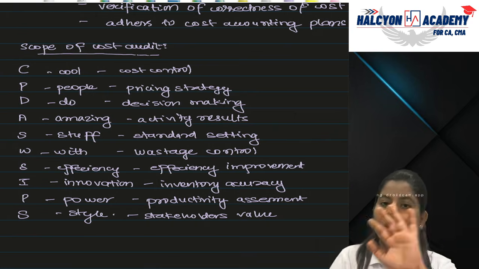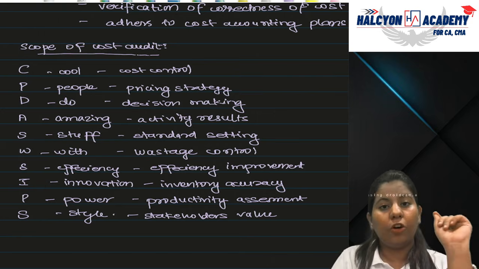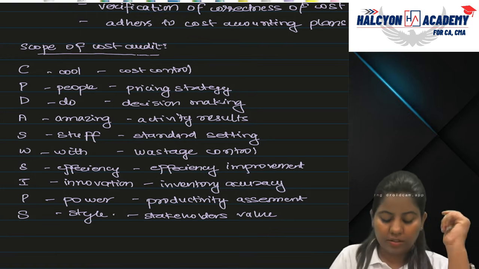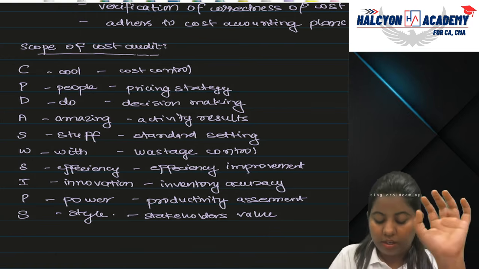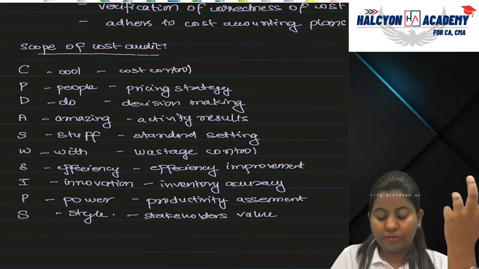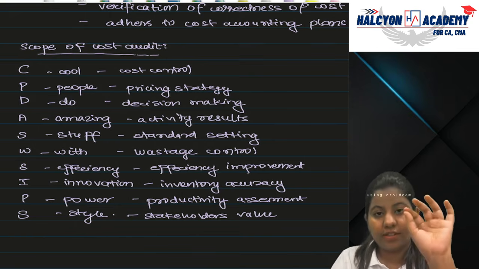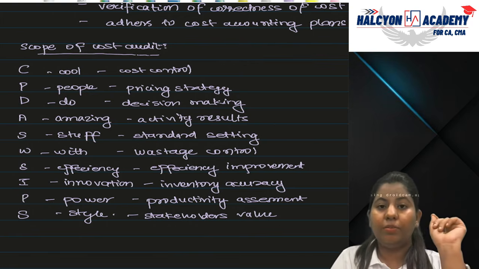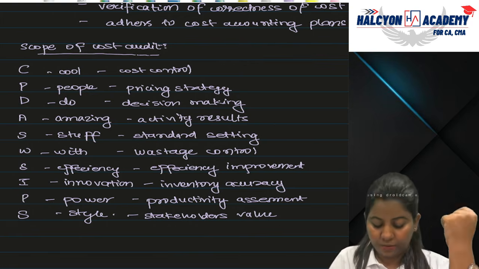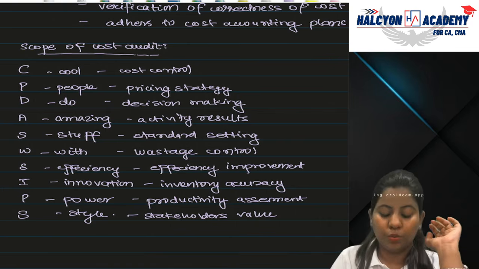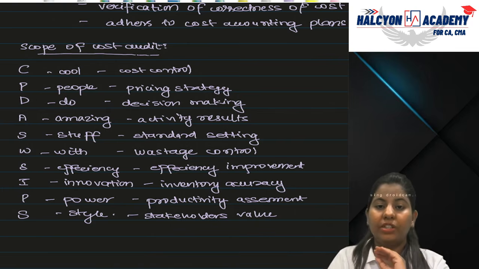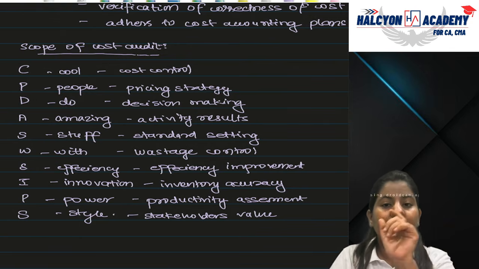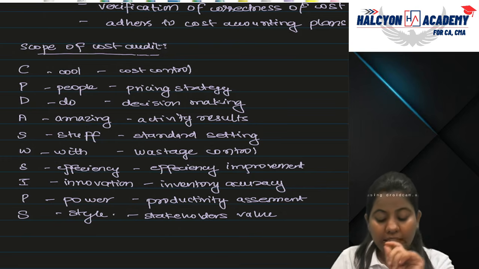C for cool, C for cost control, P for people, P for pricing strategy, D for do, D for decision making, A for amazing, A for activity results, S for stuff, S for standard setting, W for wastage control, E for efficiency, efficiency improvement, I for innovation, inventory accuracy, P for power, productivity assessment, S for style, stakeholders value. So I took the first alphabet of each and every key point, then I made a sentence from that and I related each and every word of that sentence with the key point.